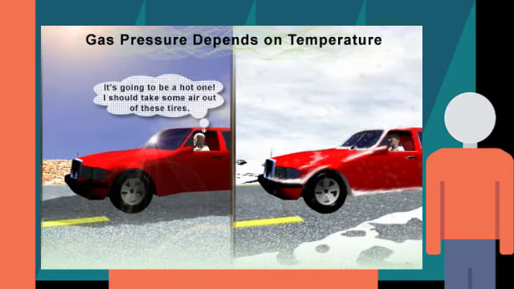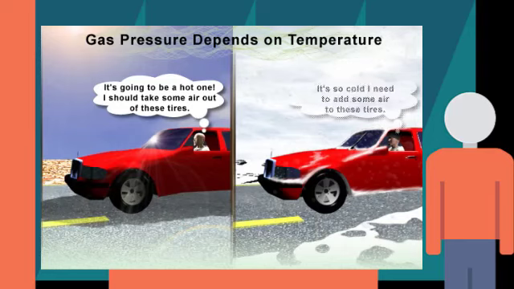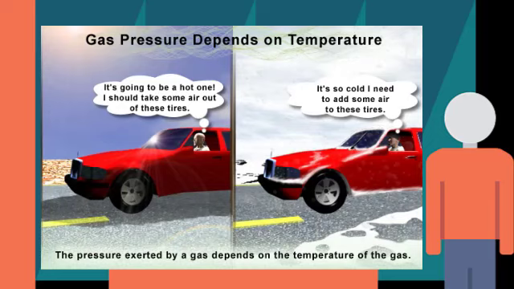Similarly, on very hot days, the increase in temperature causes the air pressure in automobile tires to increase. On very cold days, the opposite happens. A car owner may have to add air to the tires because the decrease in temperature causes the air pressure to decrease. From these examples, you can see that the pressure exerted by a gas changes with temperature. Therefore, pressure and temperature are related.